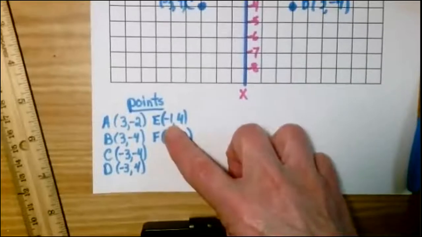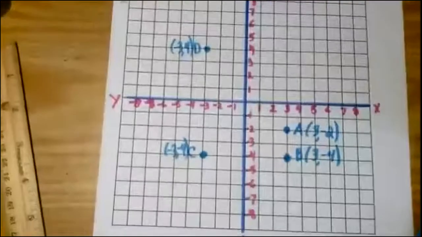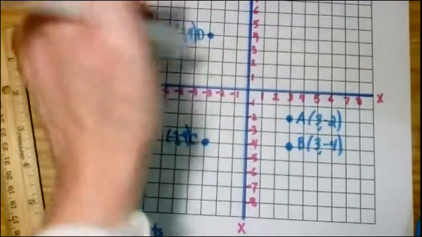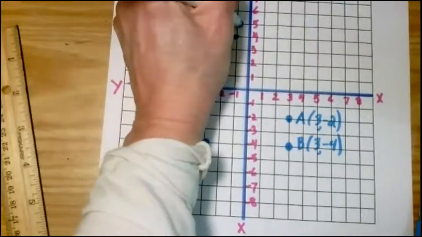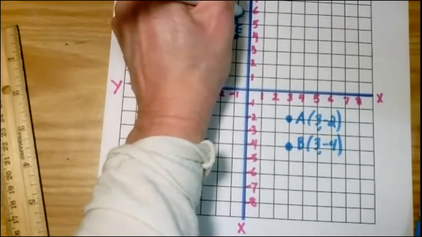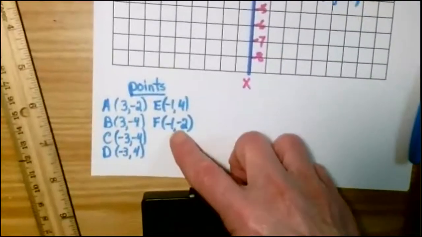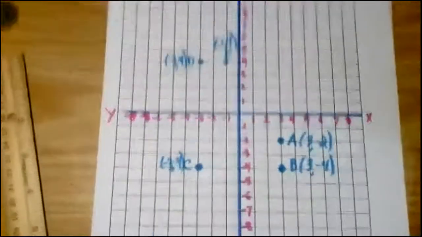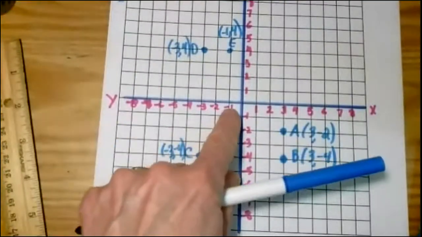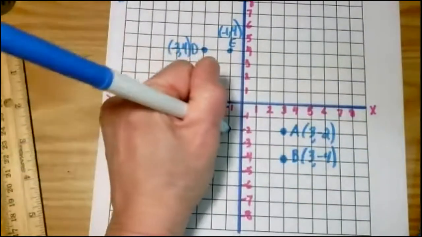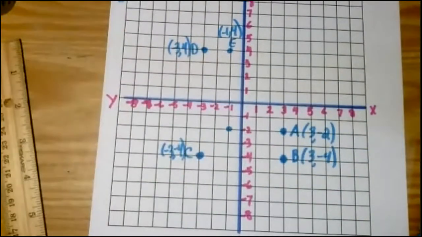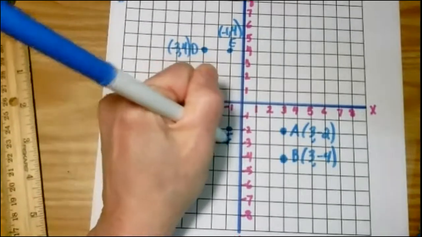E is -1, 4. -1, 4. And then F, -1, -2. Oh, we won't be in all 4 quadrants. -1, -2. Correct? I believe it is. Yep. -1, -2. So that's F.